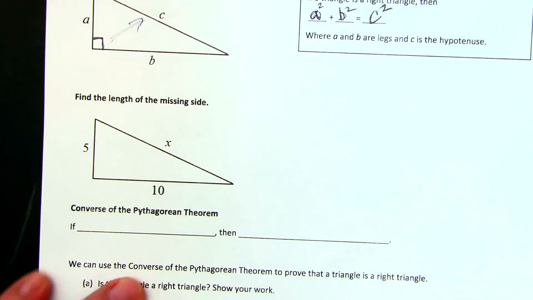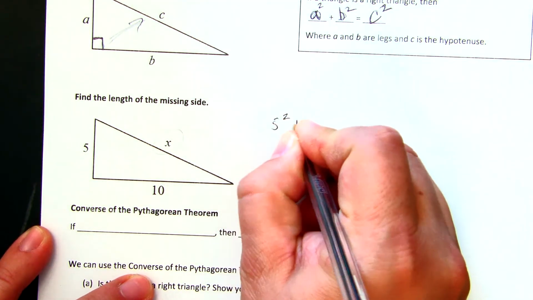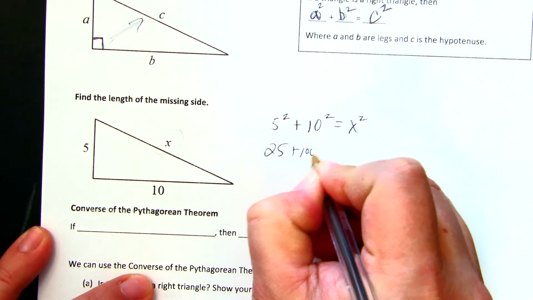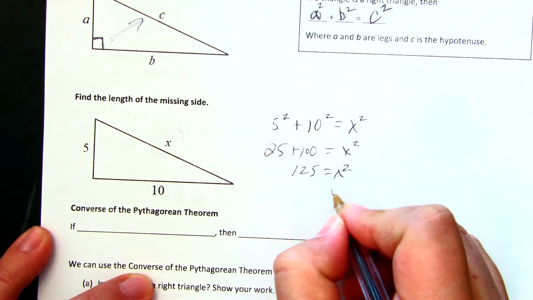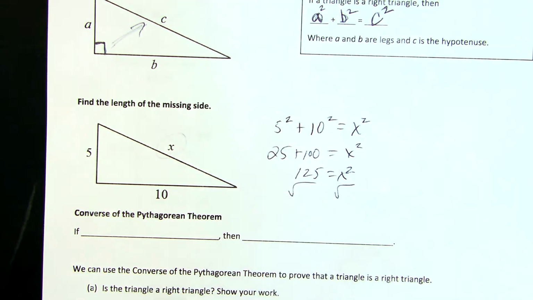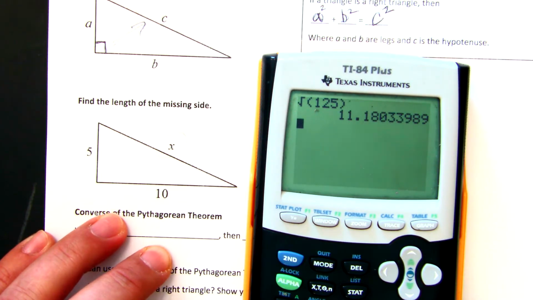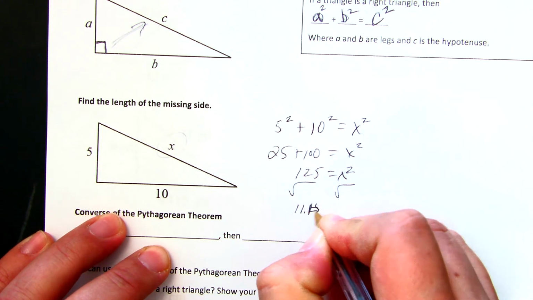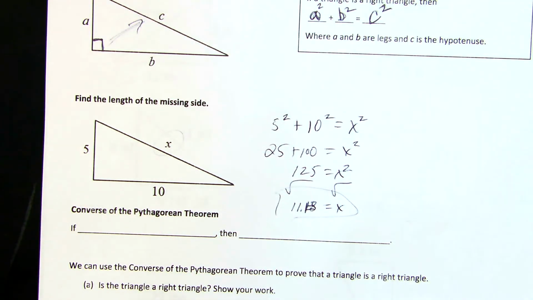We can use that to find the length of the missing side, like in this case, the hypotenuse. So we have 5 squared plus 10 squared equals x squared. 25 plus 100 equals x squared, so 125. We'll take the square root of both sides, and we get about 11.18 equals x. Alright, so that's easy enough. We've done that a million times.